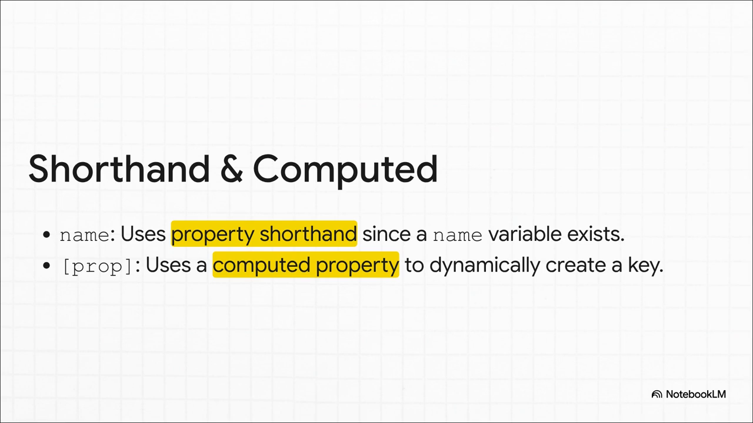So how do these two power tools work together? Beautifully. You can use property shorthand for any key where the variable name already matches. And right next to it, you can use a computed property to dynamically create a key from another variable. You're getting the best of both worlds, concise and incredibly dynamic objects.